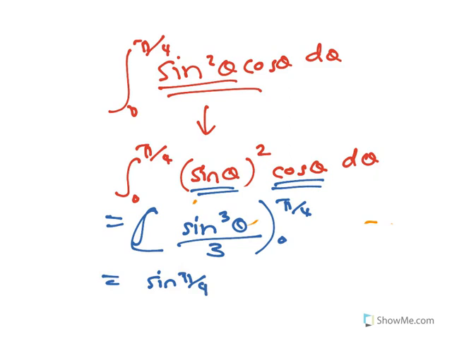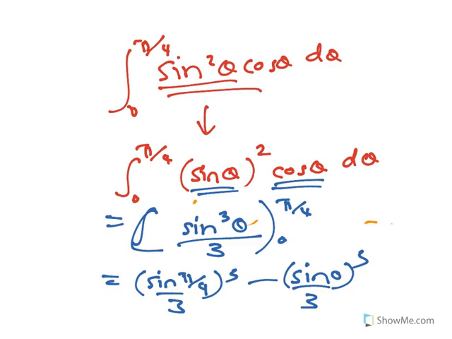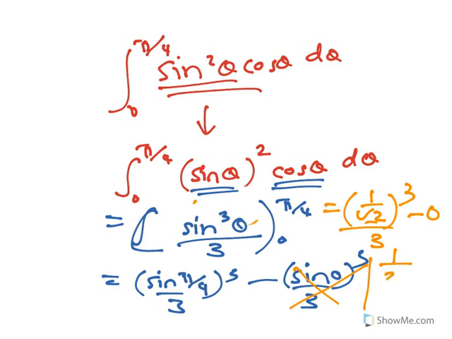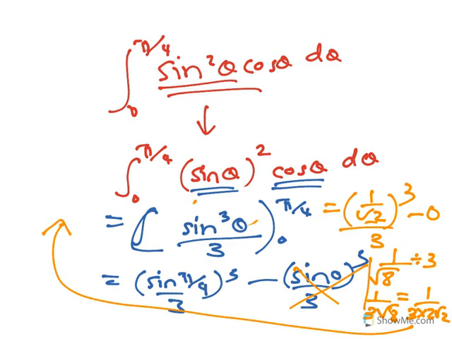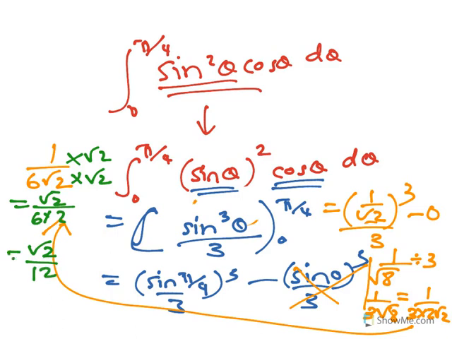So it's sine pi on 4 cubed on 3 minus sine 0 cubed on 3. Sine 0 is just 0. Sine pi on 4 is 1 on root 2. So we've got (1 on root 2) cubed on 3 minus 0, which is 1 on root 8, and then divided by 3. So it's 1 on 3 root 8, which is 1 on 3 times 2 root 2, which is 1 on 6 root 2. You could leave it like that, or you could rationalise, times root 2 on root 2, which is root 2 on 6 times 2, which is root 2 on 12.